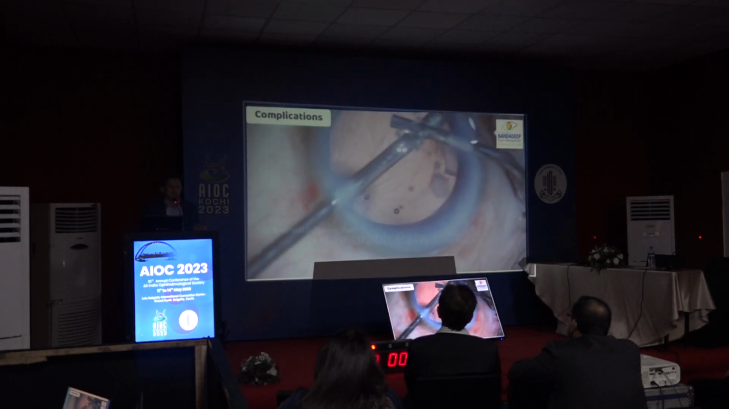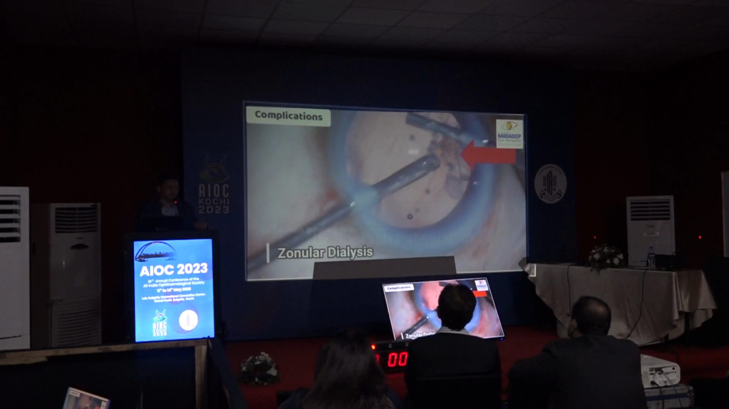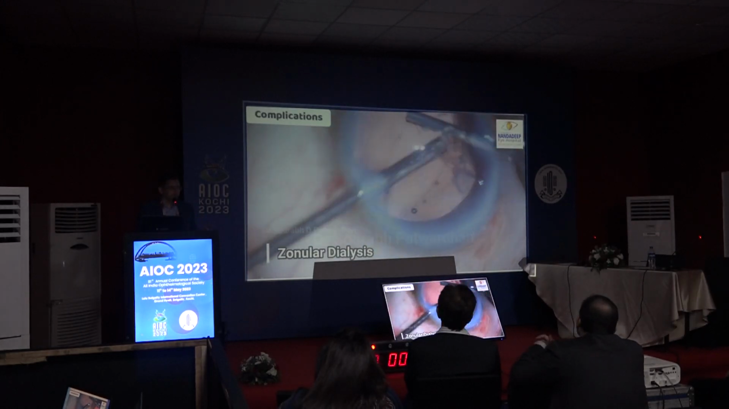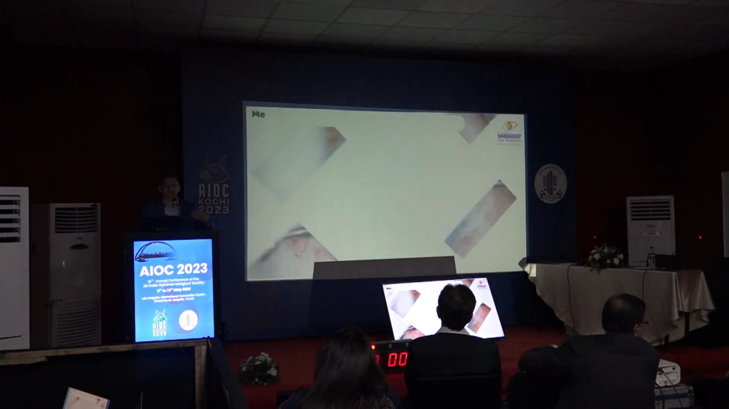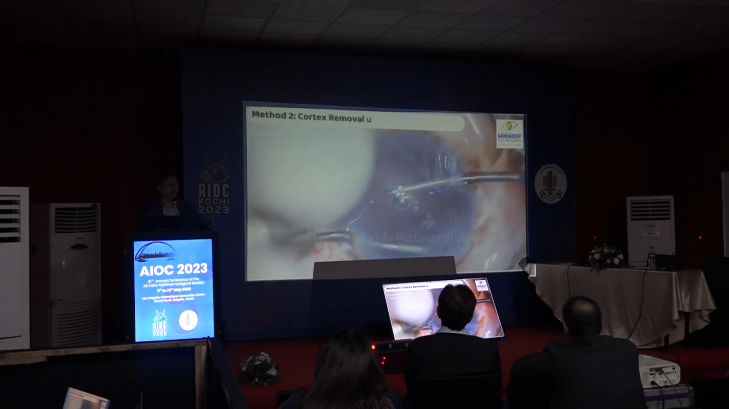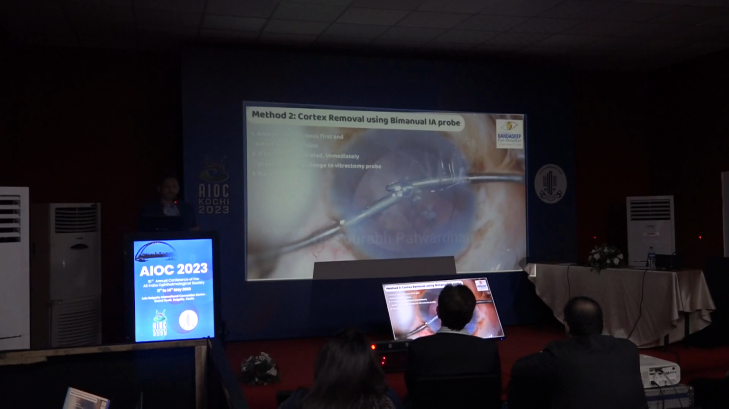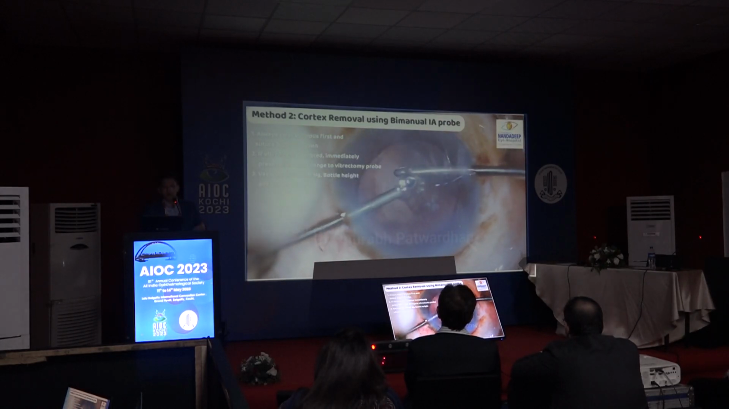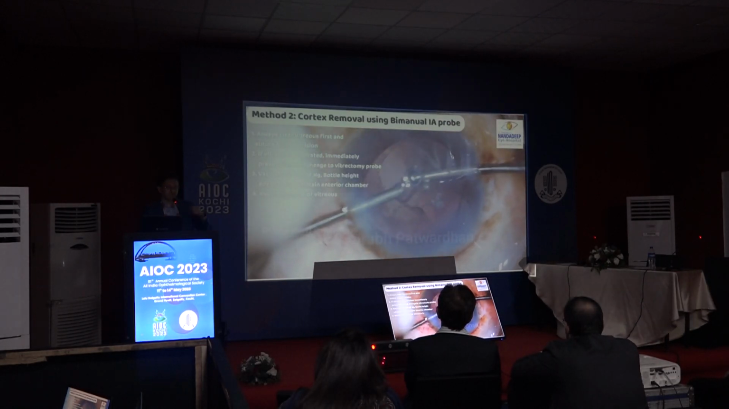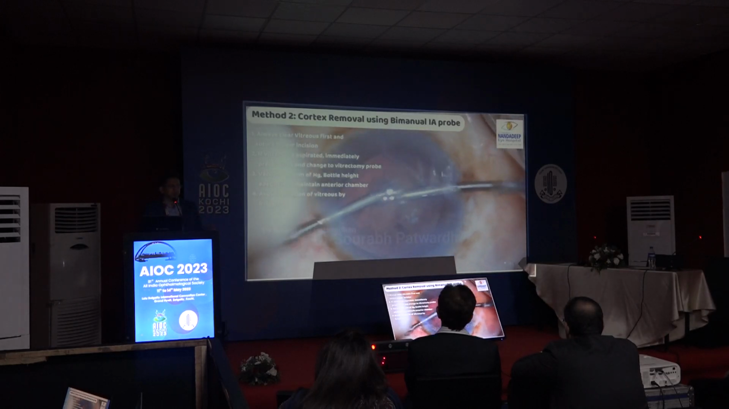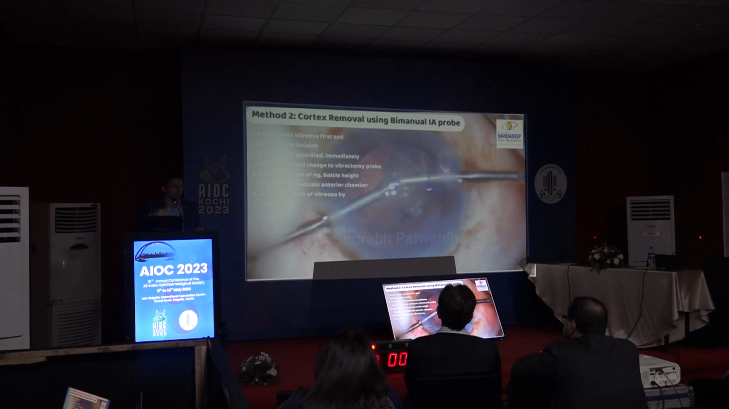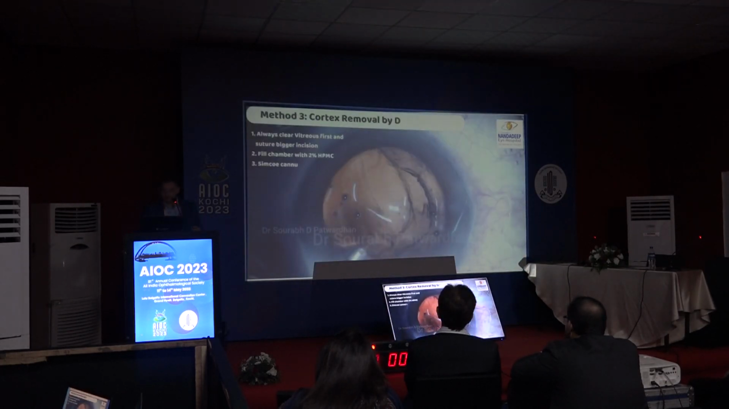So for beginners, it is better to initially clear off the vitreous first, and then shift to the second method, which is using the bimanual IA itself to remove the cortex. Now, one issue in this case is that if you have not done the vitrectomy properly, or during the cortex removal there is a vitreous strand in between, you have to stop, you have to reflux, and then change the aspiration probe to the vitrectomy probe and cut that vitreous.